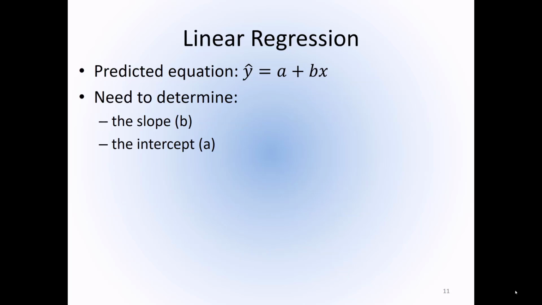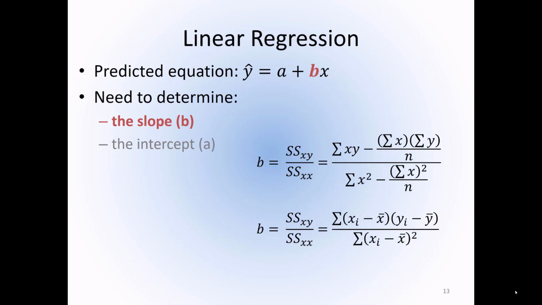So what do we need to do in order to generate this equation? Well, we need to determine both the slope and the y-intercept of our respective data set. And so first we need to calculate the slope. And in order to do so, we've got two separate formulas, both of which look a little bit scary, but are not too scary, as we'll see in some examples that we'll cover in Excel.